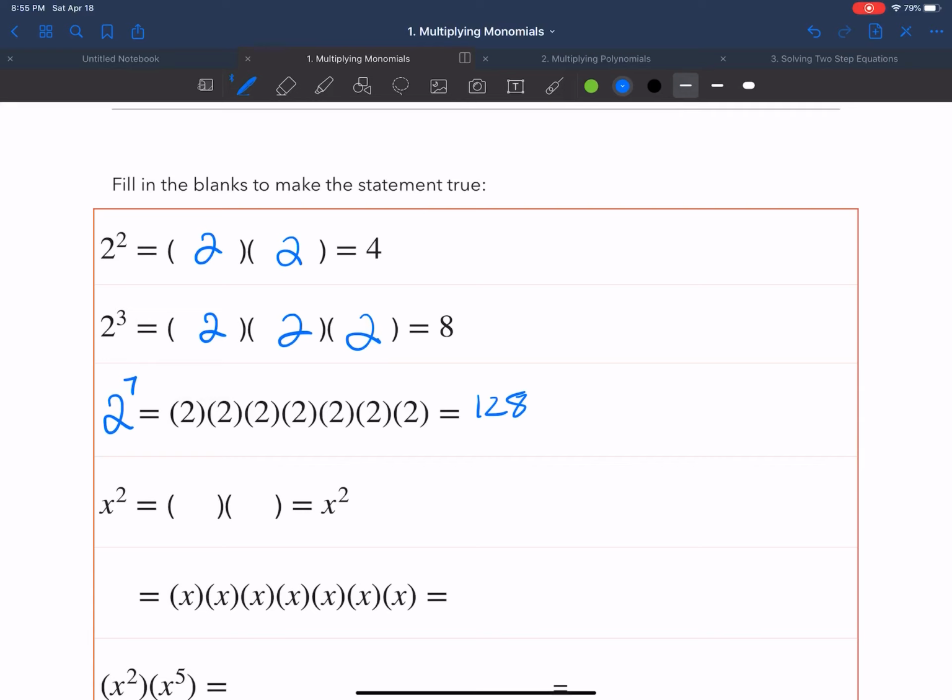Okay. Now, x squared, if I write it the long way, that means x times x. Right? And we can't really simplify that anymore. That is x squared. There's nothing else to do. So that's why both sides look the same. Now, if I look here, how many x's do I have? 1, 2, 3, 4, 5, 6, 7 of them. So this means x to the power 7. It's x times itself 7 times.